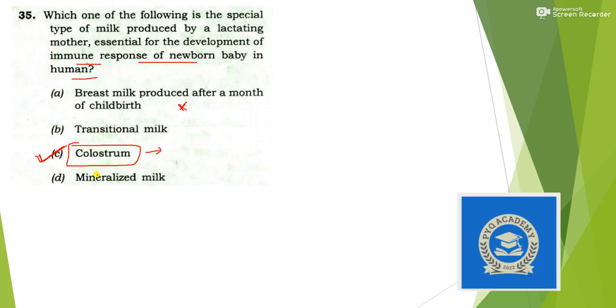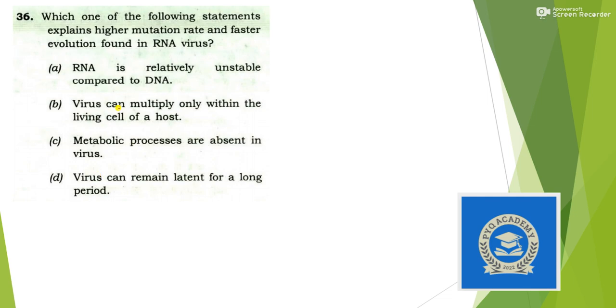So please remember it. Which one of the following statements explains higher mutation rate and faster evolution of RNA virus? Okay, so RNA is relatively unstable compared to DNA. Yes, this is our answer. That is the reason why the mutation rate of RNA virus is faster than DNA ones.